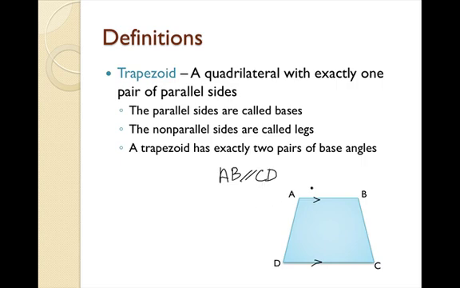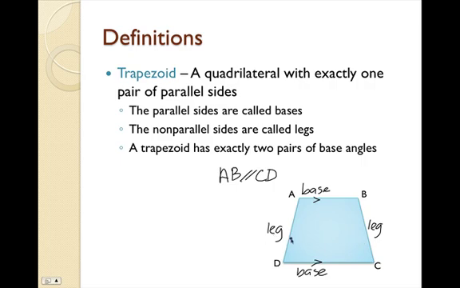These sides are called your bases. So side AB is a base, and side CD is also a base. And excuse my handwriting, I'm still learning how to write with this new technology. Okay, so next, the non-parallel sides are called legs. So side AD would be considered a leg, and side BC is a leg.